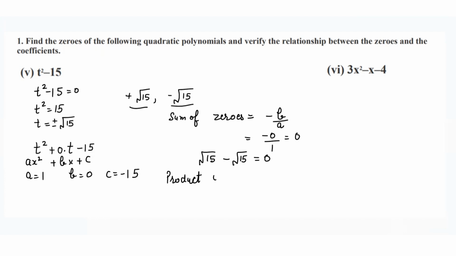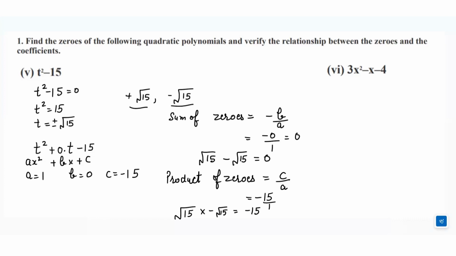Similarly, the product of zeros is equal to c over a. The value of c is negative 15 and the value of a is 1. If I use the zeros of the polynomial, root 15 into minus root 15, I will get again minus 15. That is how we can verify the relationship between the zeros and the coefficients.